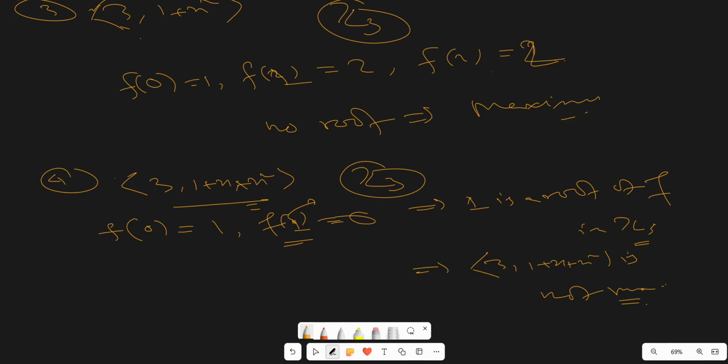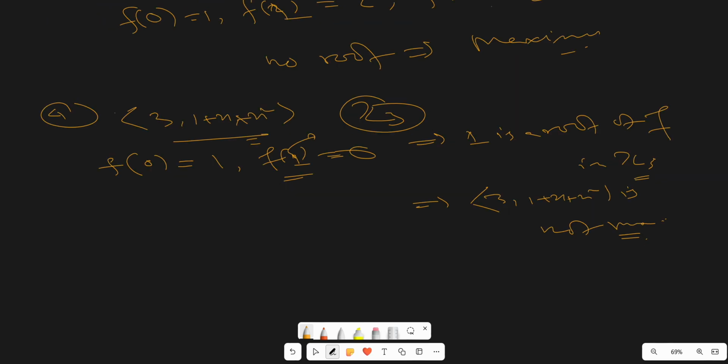Because this is not a field, the ideal generated by it is not maximal. So the if and only if condition, you have to be careful about that. Okay, so this question has been done.